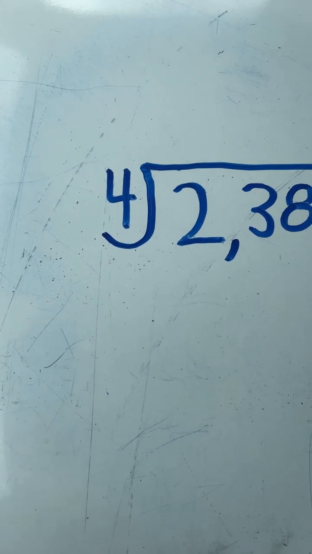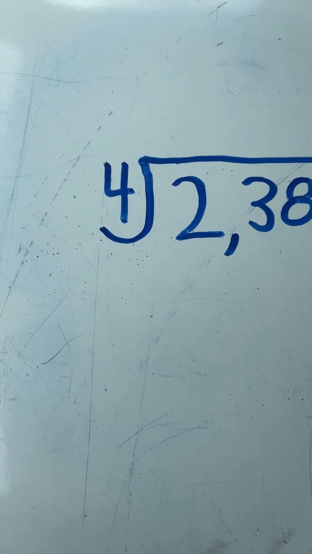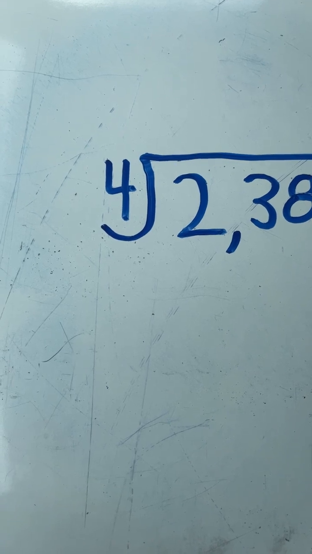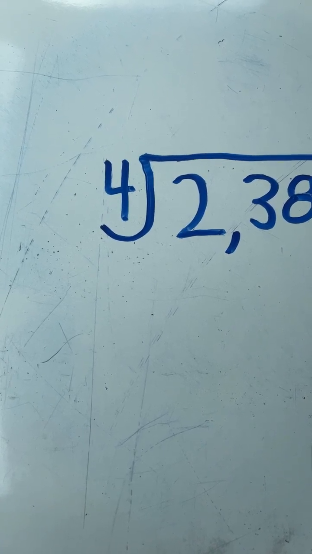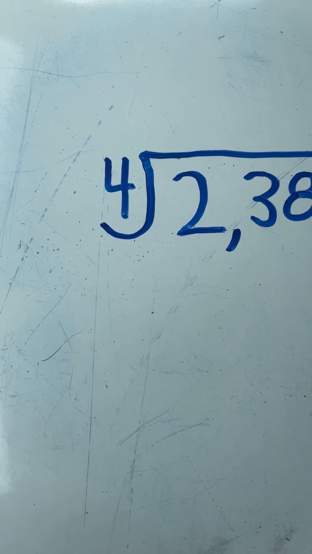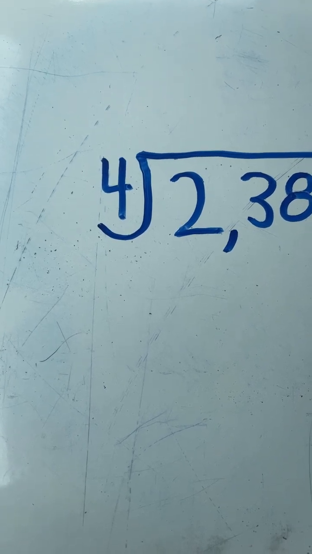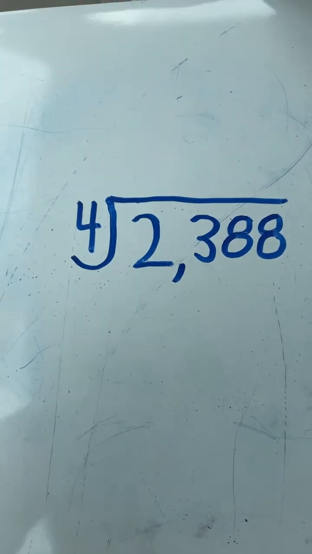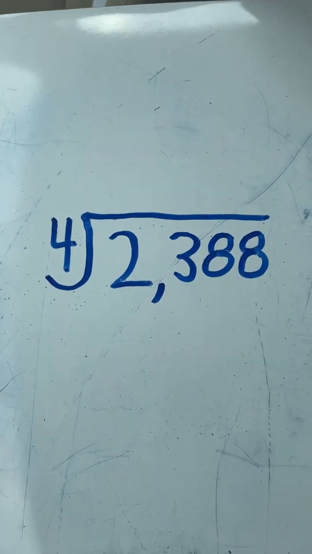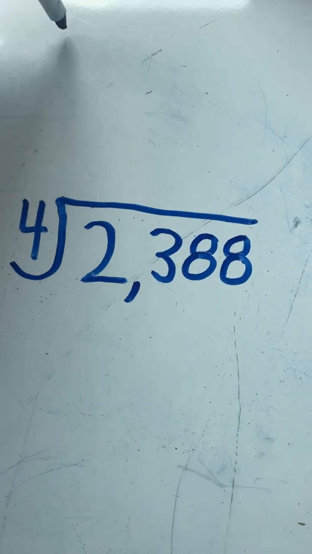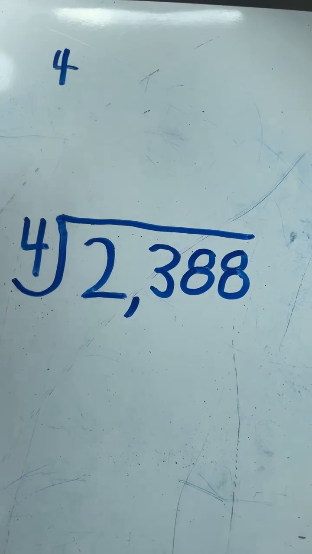But we could do 23 divided by 4. 23 is bigger than 4. That works. So 23 divided by 4. I'm going to figure out how many groups of 4 go into 23. We are going to divide. There most likely will be a remainder.